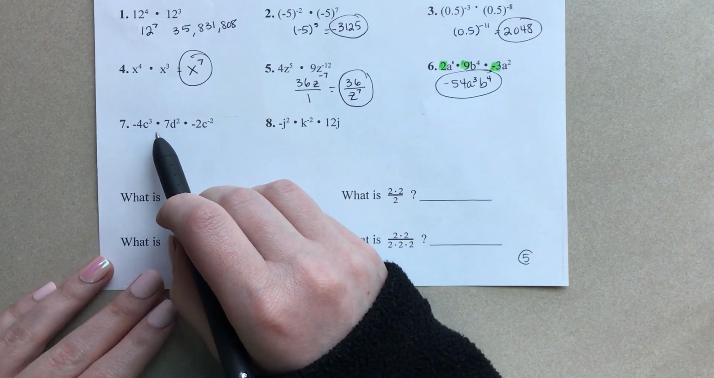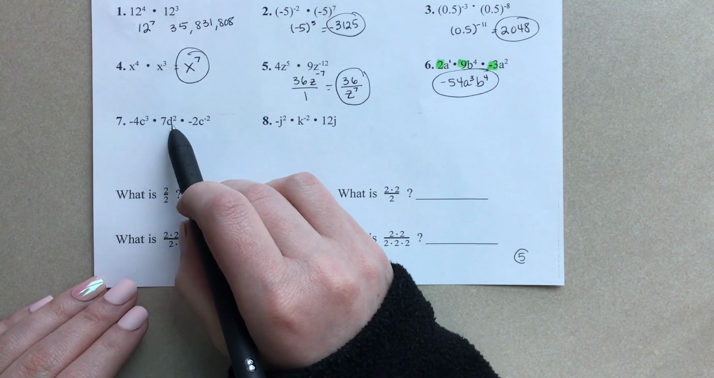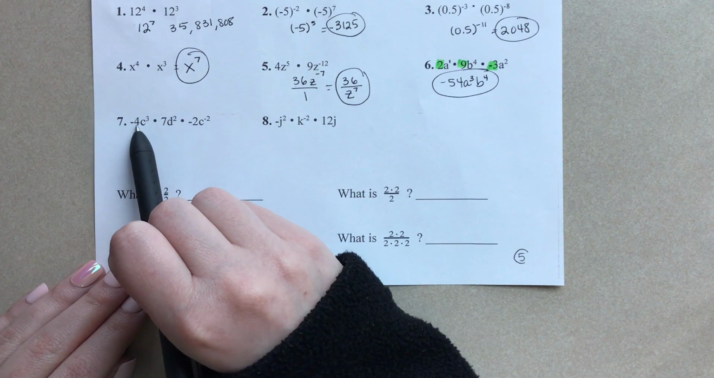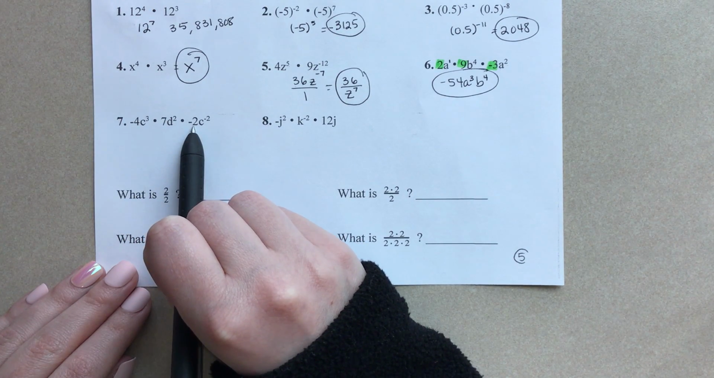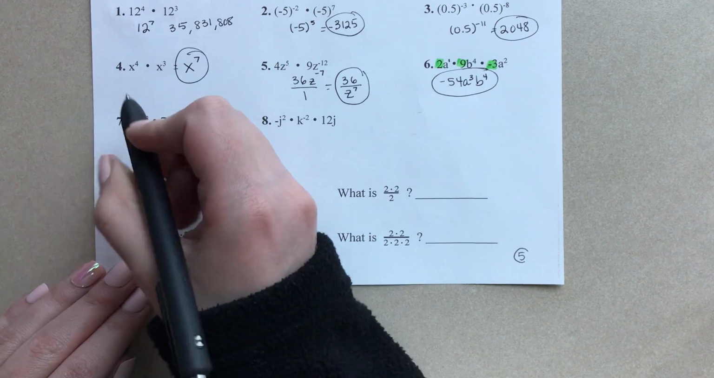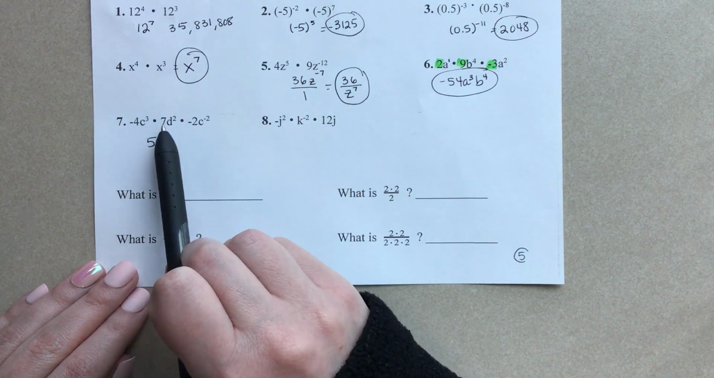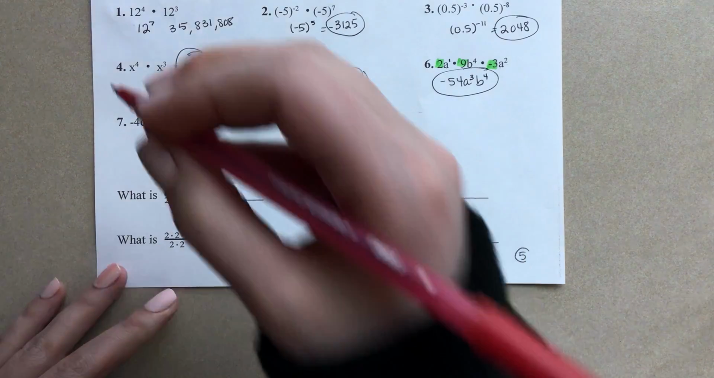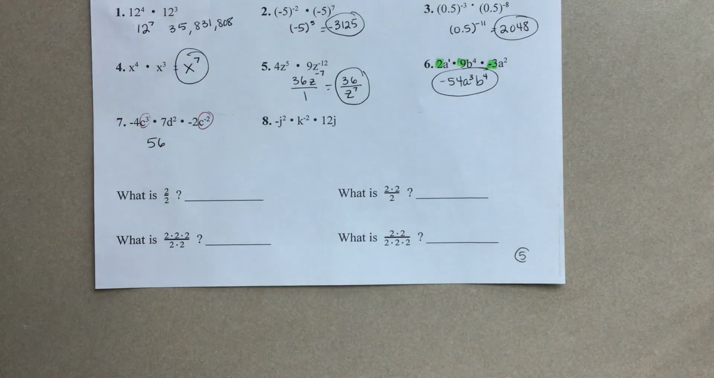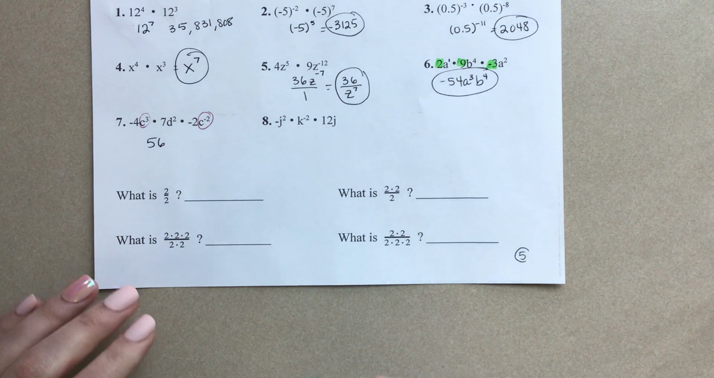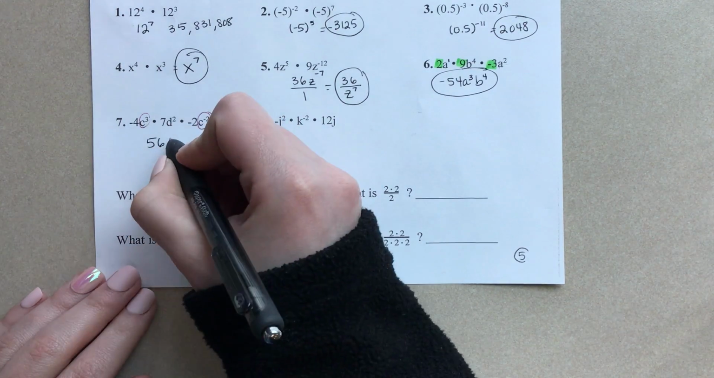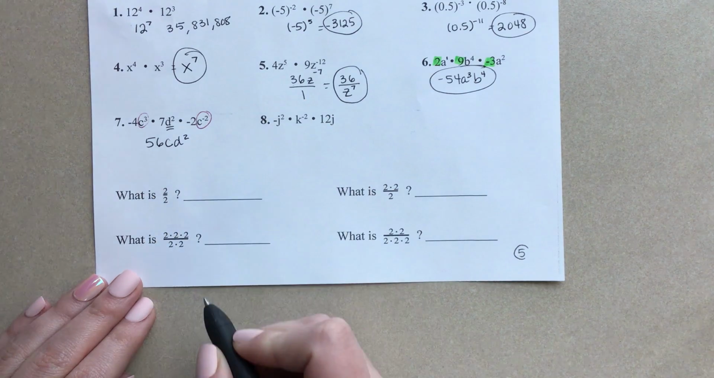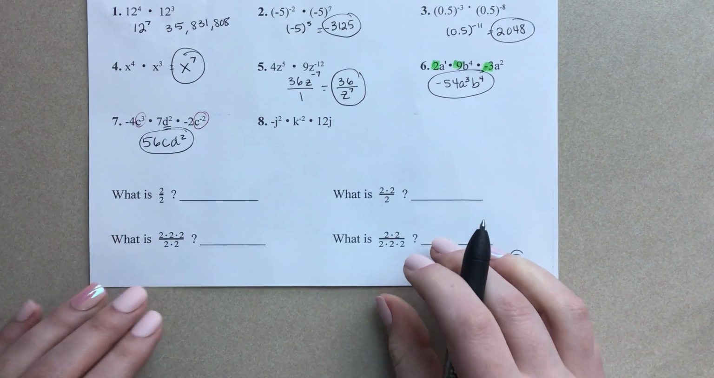In example 7, we have -4c to the 3rd times 7d squared times -2c to the -2. Okay, look at your numbers first. I have -4 times 7 times -2. So that is going to get me positive 56. Negative 4 times 7 times negative 2. Now I want to see if there's anything else I can combine. Well, c and c are common. So when I multiply them together, I add exponents. So positive 3 and negative 2 just gets me to c. And then I still have this d squared I haven't done anything with, so it's going to be tacked on there at the end.